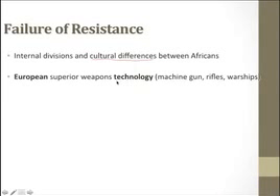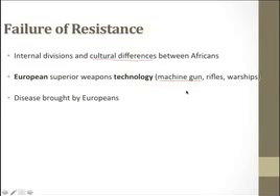The biggest thing, though, was the technology. As you'll learn when we get into semester 2 and World War I, the machine gun was a huge revolution in the ability to kill many people. And so one European machine gunner could fight off dozens and dozens of Africans. They had the steamships that I mentioned, and just a lot of superior technology.